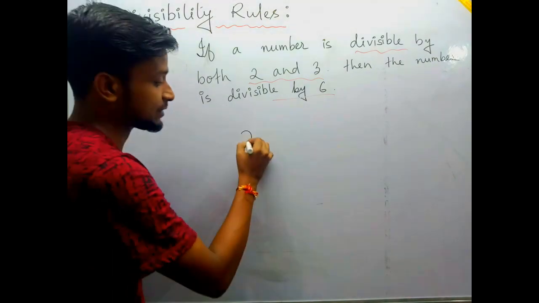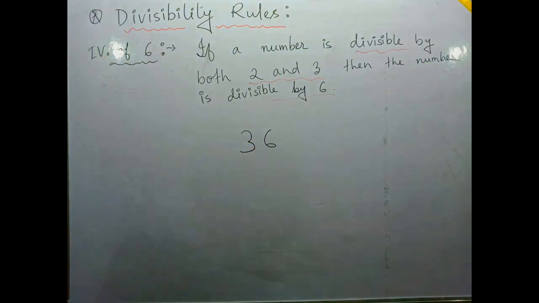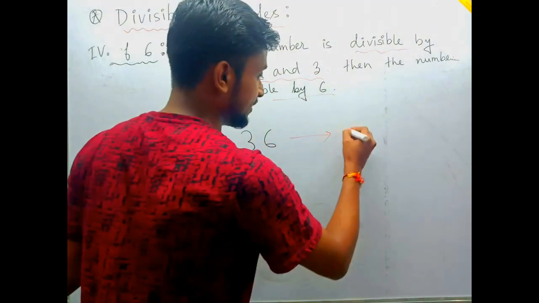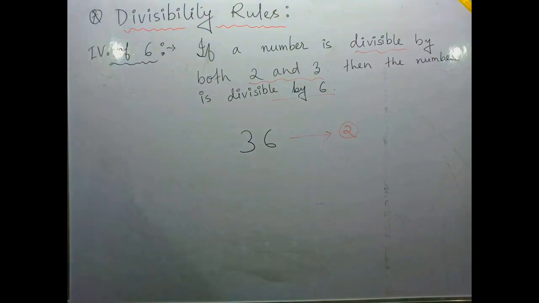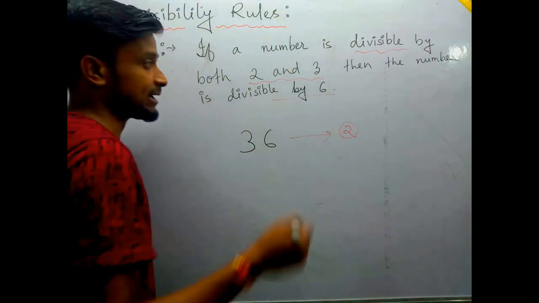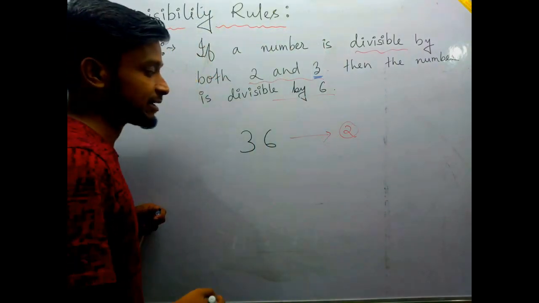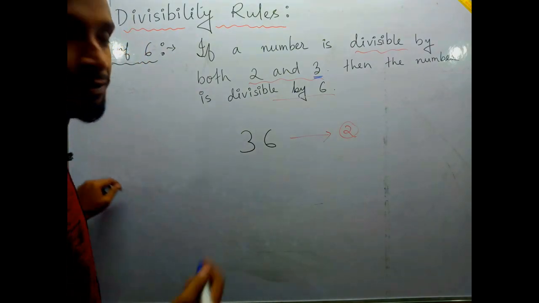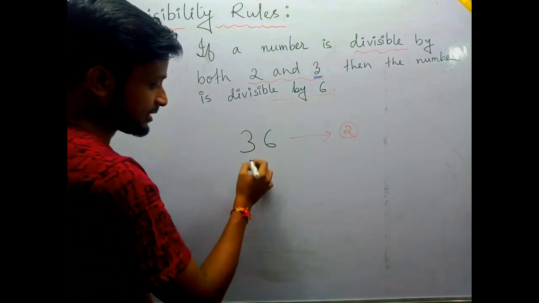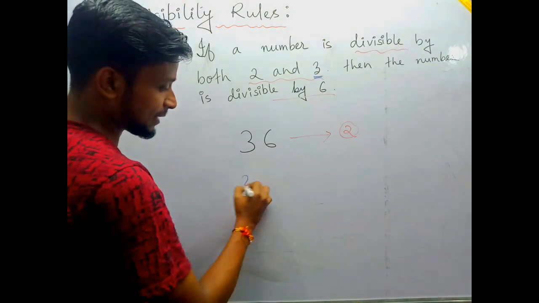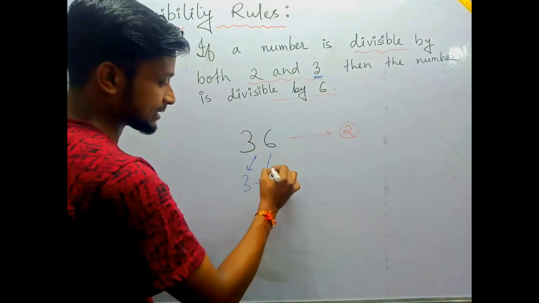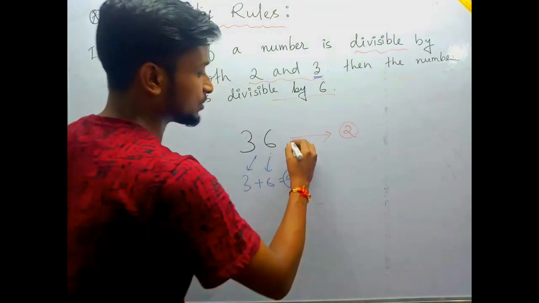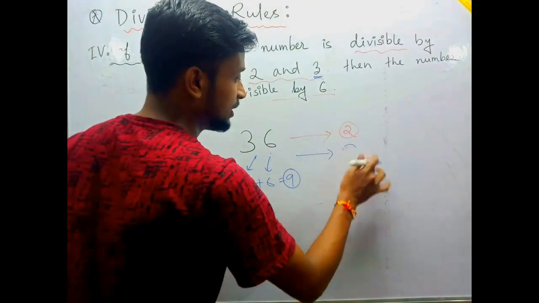Okay, suppose let's take 36. Now say 36 is an even number. First of all, that means it will be divisible by 2. Clear? Next check for 3. What was the divisibility rule of 3? Sum of the digits should be divisible by 3, right? So the sum is what? 3 plus 6, 9, which is a multiple of 3. That means 36 is also divisible by 3.